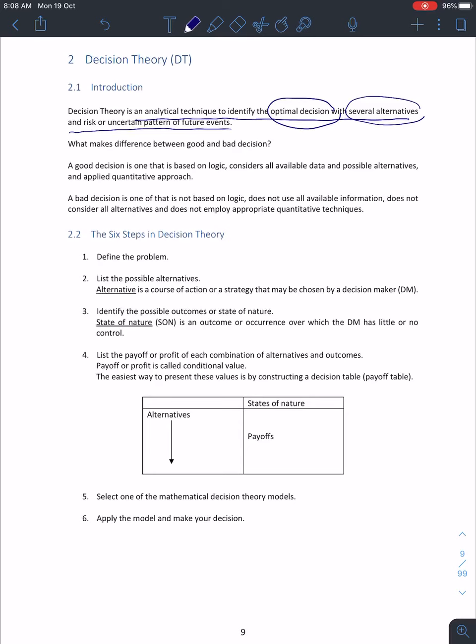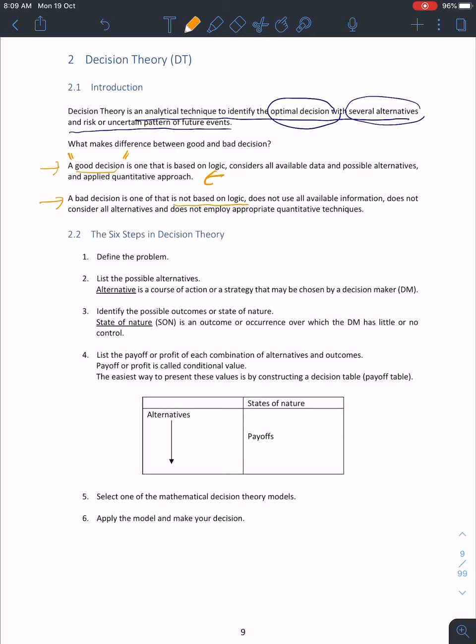So there is a difference between good and bad decisions. Okay, so let's say the first one is a good decision. A good decision is one that is based on logic, considers all available data and possible alternatives, and applies a quantitative approach. While a bad decision is not based on logic, doesn't use all available information, does not consider all alternatives, and does not employ appropriate quantitative techniques. So in life, we focus on making a good decision.